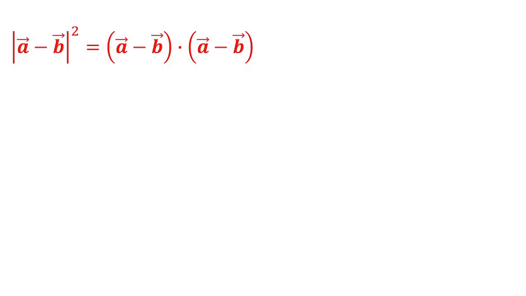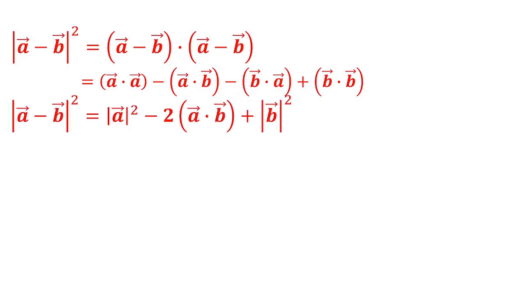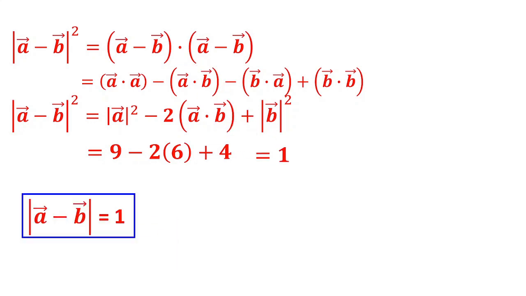Therefore magnitude of A minus B whole square is A minus B dot A minus B. Expand. A dot A minus A dot B minus B dot A plus B dot B. Once again A dot B and B dot A are equal. Same story, minus 2 times A dot B. Substitute the values now. You got it as 1. Therefore magnitude of A minus B is equal to 1.